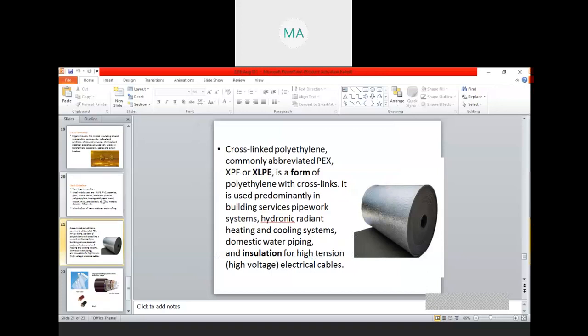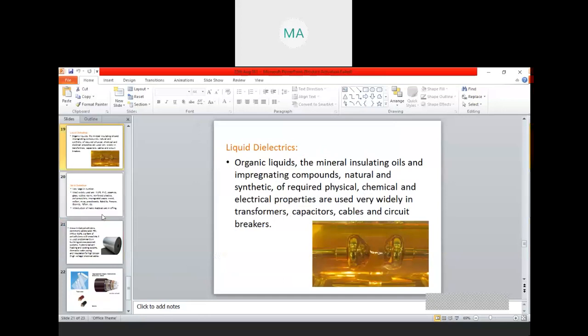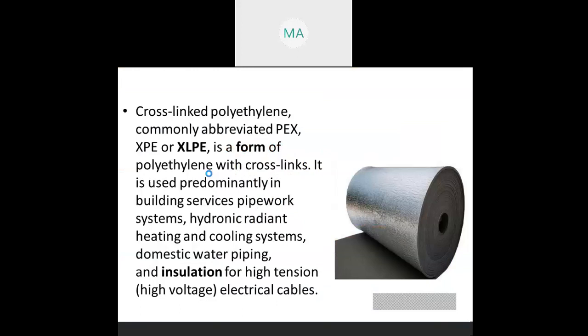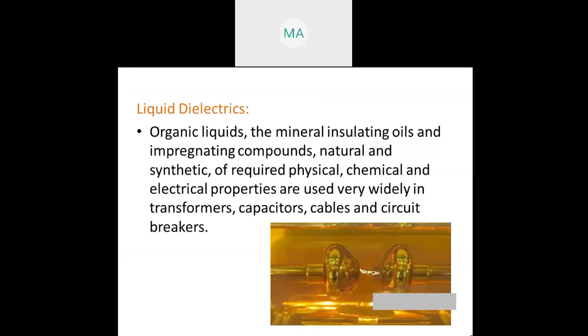Coming to the liquid dielectric medium compared to other dielectric mediums, in the liquid dielectric medium we are only using mineral oils and impregnate compounds.